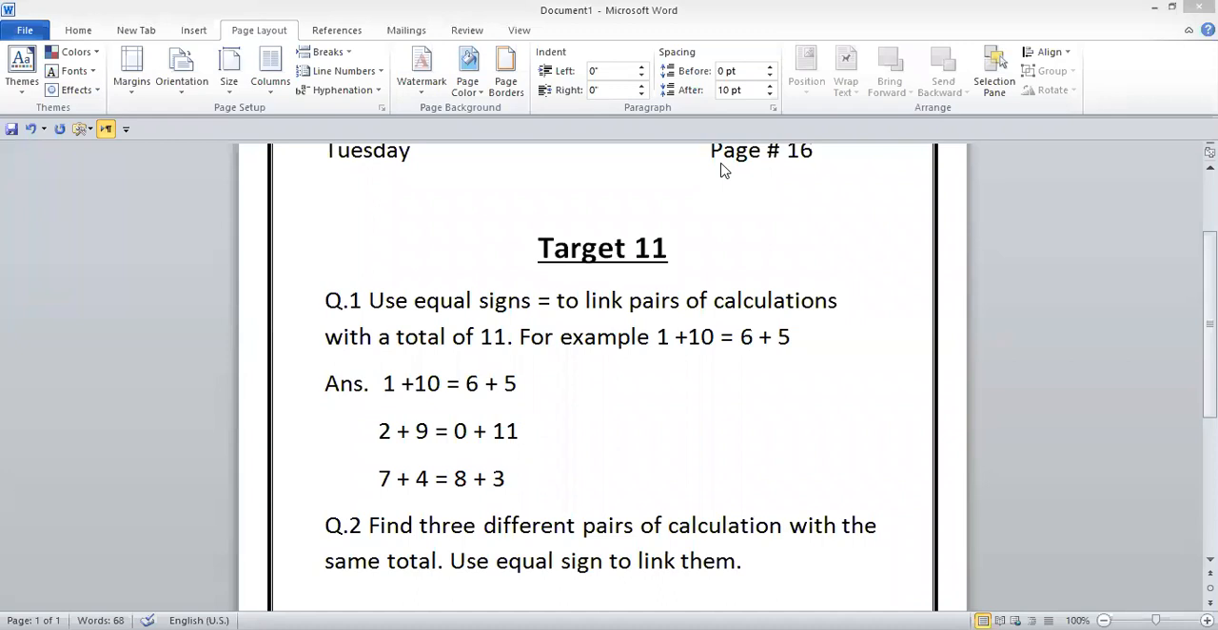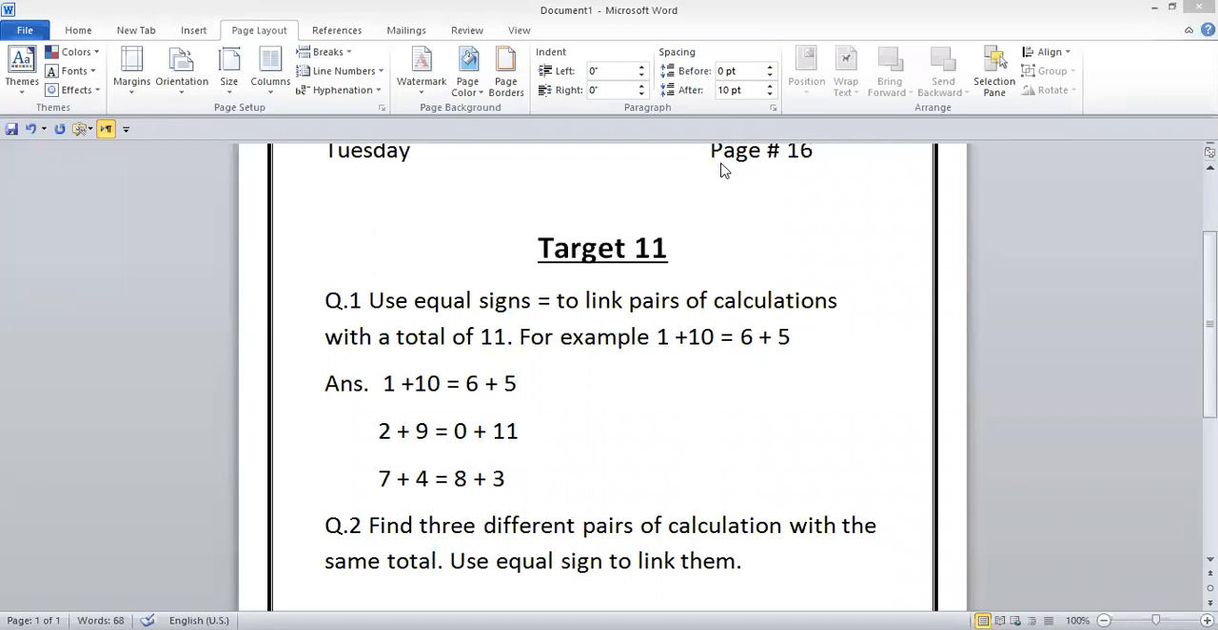You start from 0. What number should you add to 0 to get 11? That is 11, okay. Then you check 1. What number should you add to 1 to get 11? The result is 10. Then you check 2. What number should you add to 2 to get 11? That is 9. Then you check 3. What number should you add to 3 in order to get 11? The answer is 8.